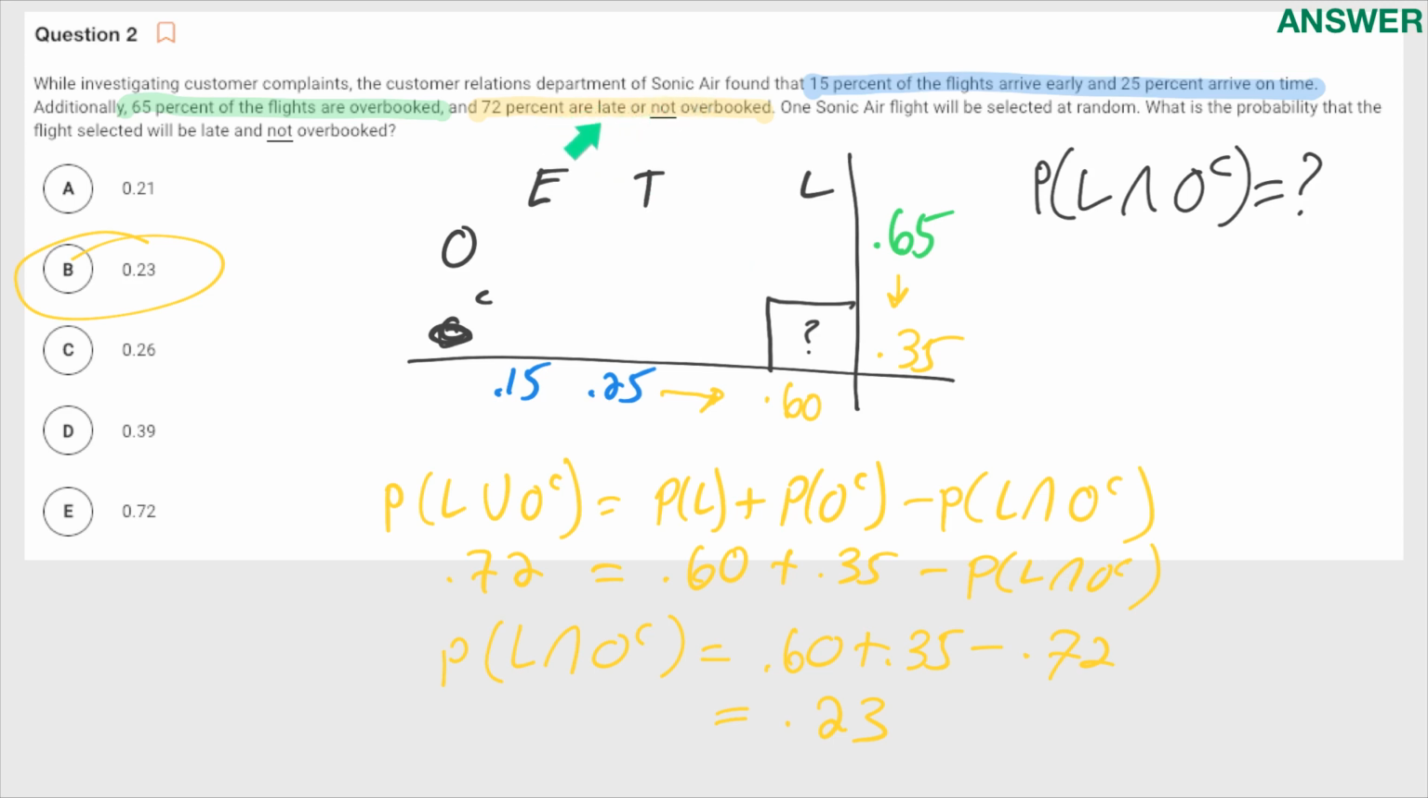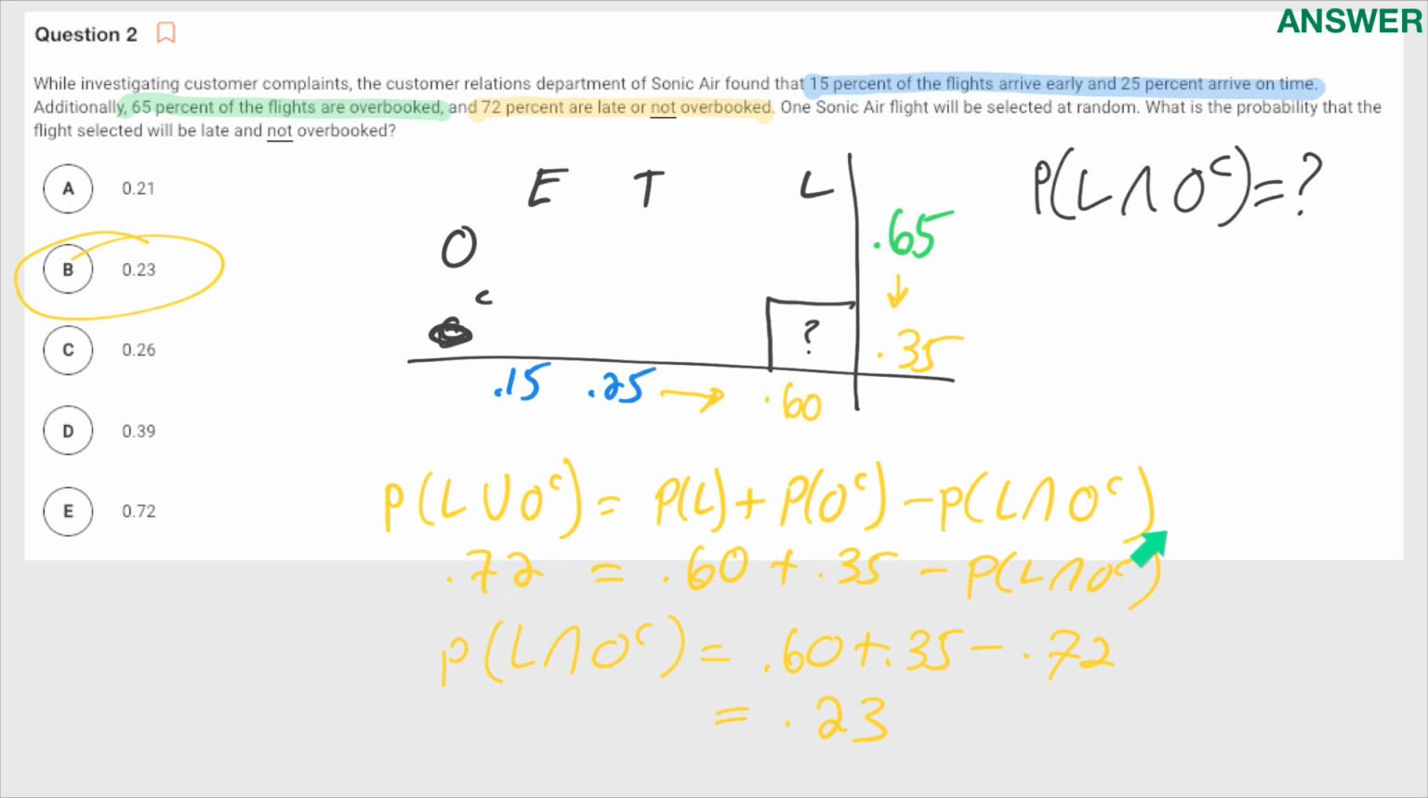So when I go to find the answer to the question that they're looking for, we're going to do a little bit of summing of probabilities. Since every flight must be early, on time, or late, 15 plus 25 is 40, which means 60% are late. Since 65% are overbooked, that means 35% are not overbooked. And then to answer the question, late and not overbooked, I'm going to use a formula that involves both and or. Here's the or statement. Here's the and statement. Sorry, you're given the or statement.